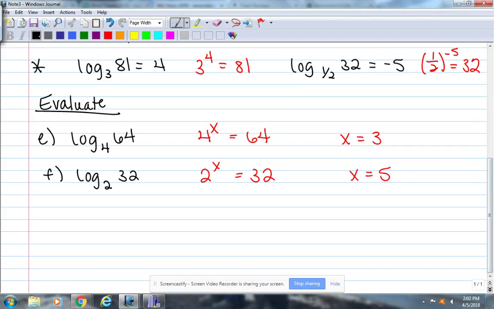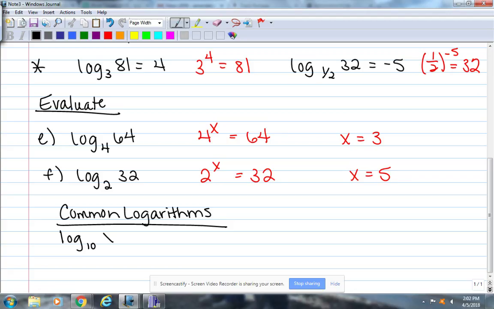Let's talk about common logarithms. And that's what your calculator will do. Because there's a button. The common logarithm is log base 10. Now what your calculator says for log base 10 is just log of x. So that button beside the 7 that says log is base 10 automatically. So your calculator automatically does base 10.